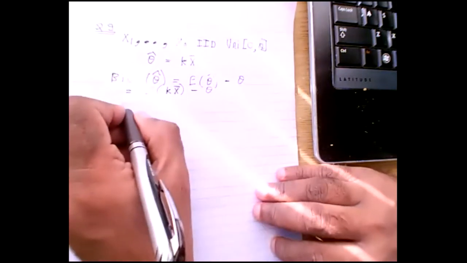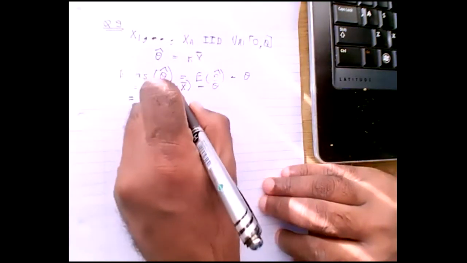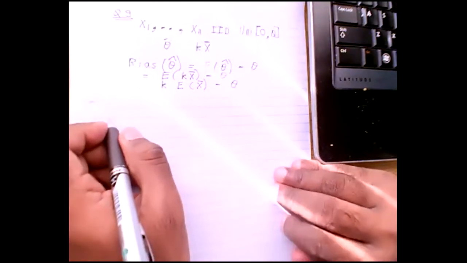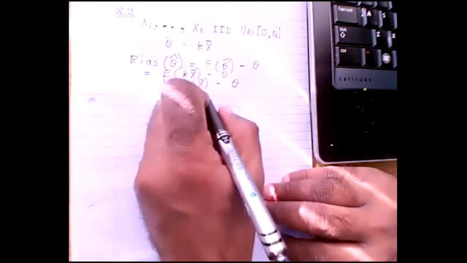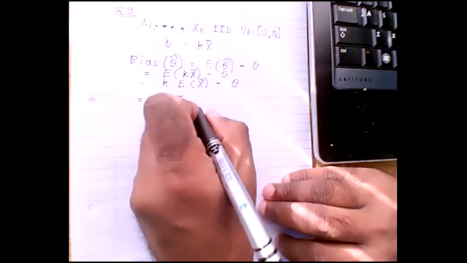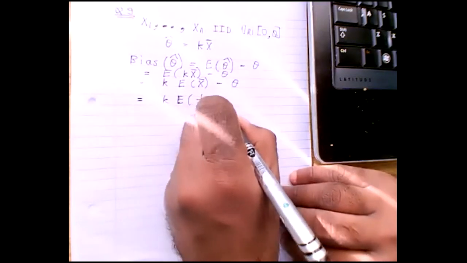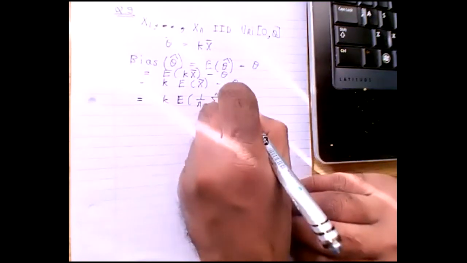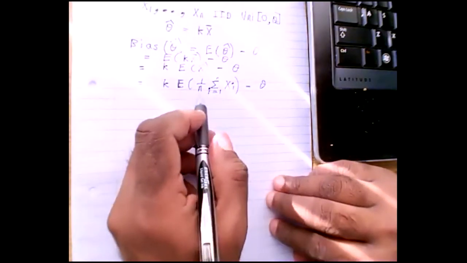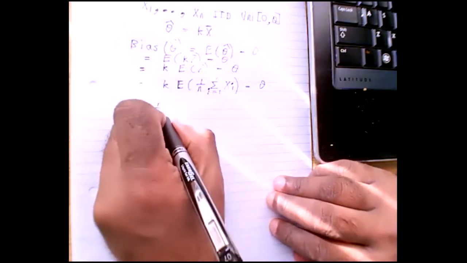Now k is a constant, so you can pull it outside. So this becomes k times the expectation of x bar, which is 1 over n times the sum of xi. Now, taking the expectation inside the brackets, you have k divided by n.